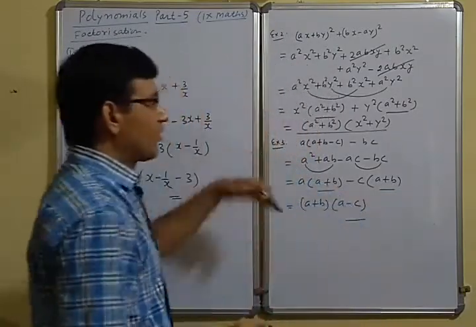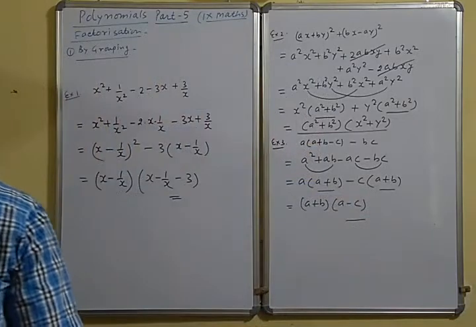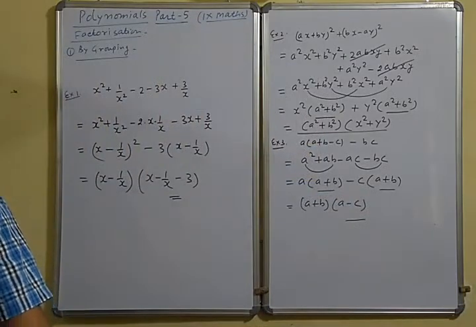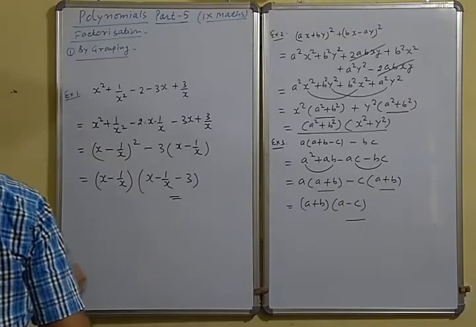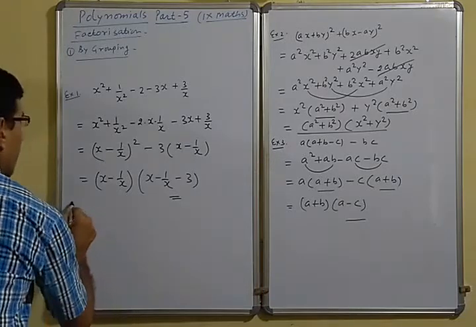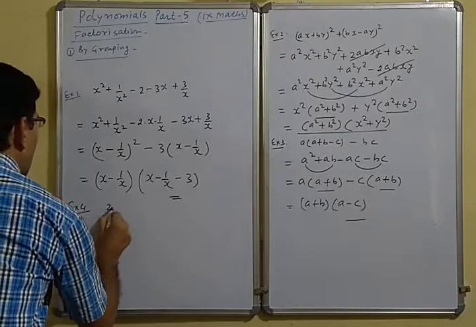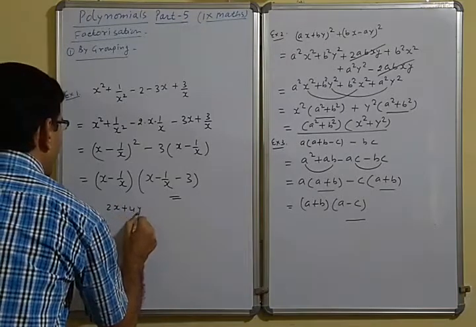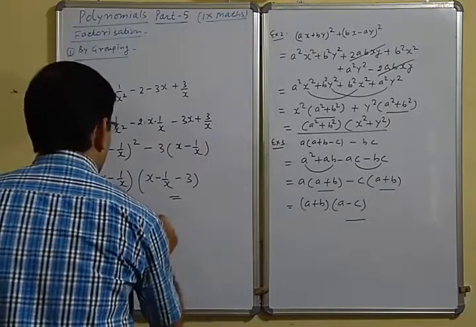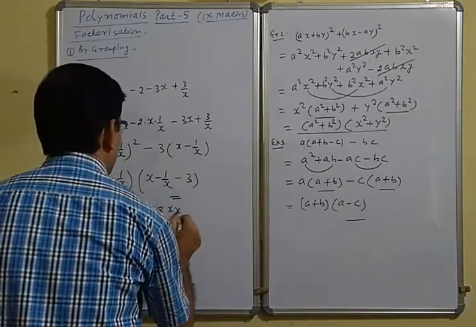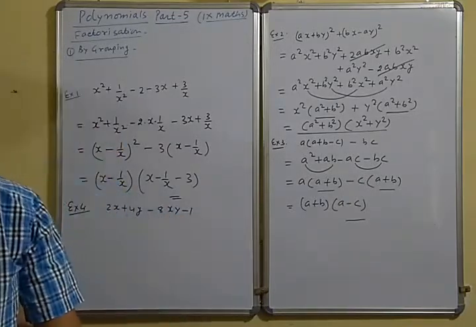So there are so many questions. You can take one more example: 2x plus 4y minus 8xy minus 1. Now we will factorize it.